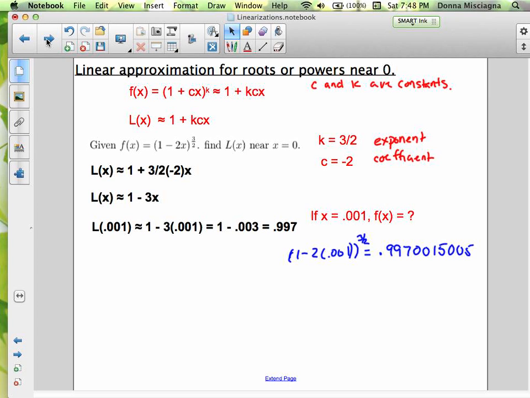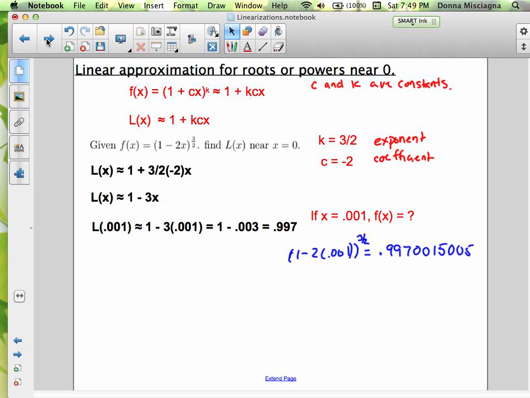So here, in this particular problem, we want x to be 0.001. So that's really close to 0. So we can use this formula if we have a function raised to a power. It's just kind of an easier way to deal with a function that's raised to a power. So given f of x equals 1 minus 2x to the 3 halves, find L of x near x equals 0. And here the x that was going to be near 0 is going to be 0.001. If we don't know what x is, all we can do is write the equation that we would use, but we couldn't actually evaluate. Here we're given that x is going to be 0.001.